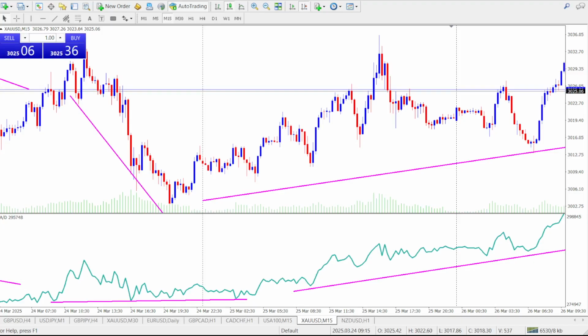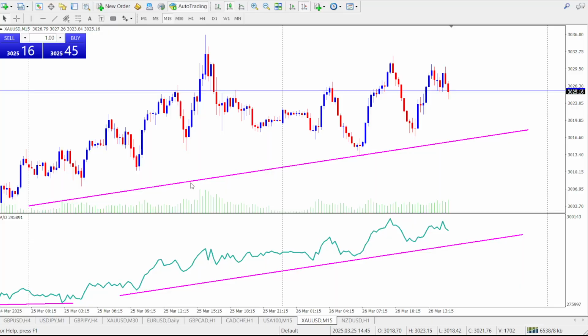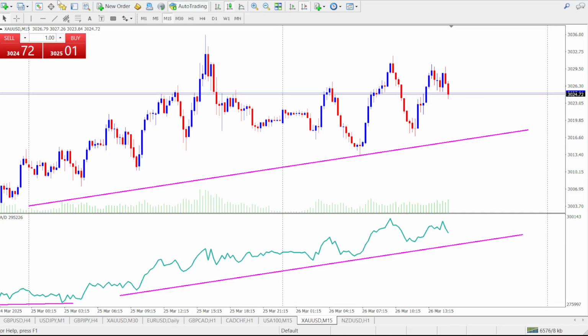Now, what are the practical tips for using the AD line? Let's just briefly discuss that before we round up. One is trend confirmation. You can use the AD line to confirm the strength of a trend. If the price is rising and the AD line is also rising, like in this example that we can see here, it's likely that the uptrend will continue.